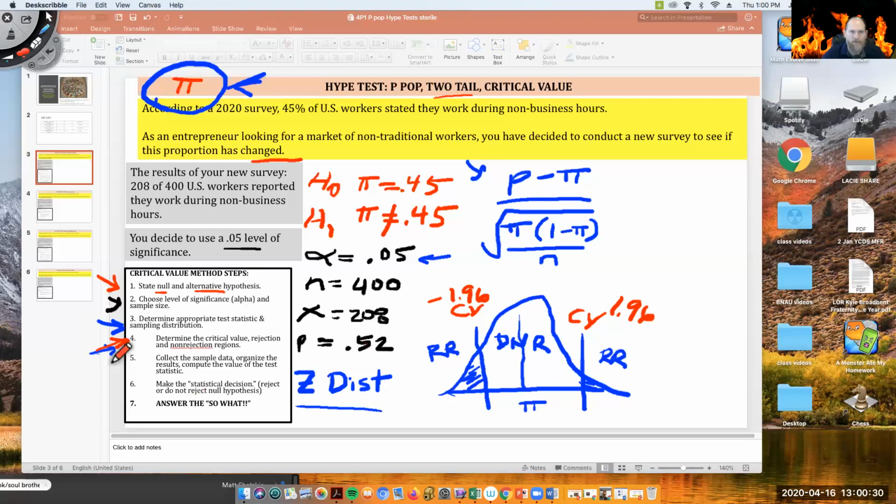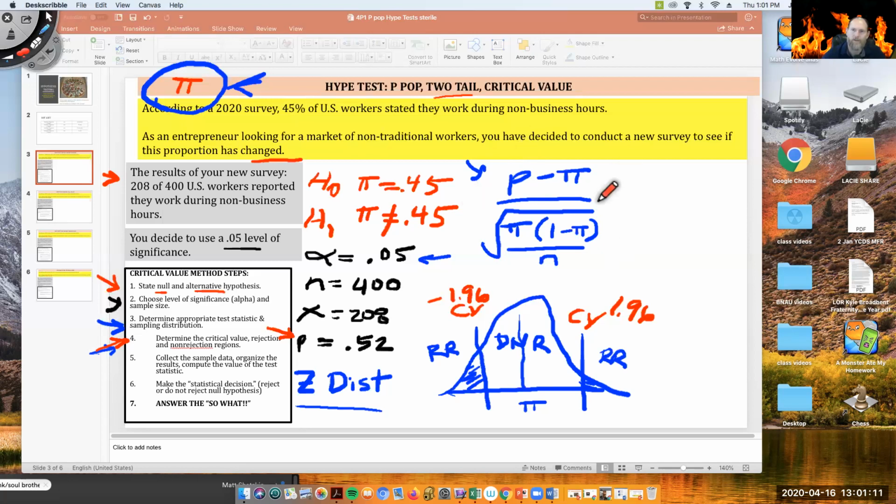Okay. So number 5, collect the sample data. Organize the results, compute the value of the test statistic. Okay, well, we have the sample data. That's right there. 208 out of 400. We organize the results, so we have to do a little hidden step here and determine what P is, and then compute the value of the test statistic. Well, remember, the test statistic we're going to compute is this test statistic right here.